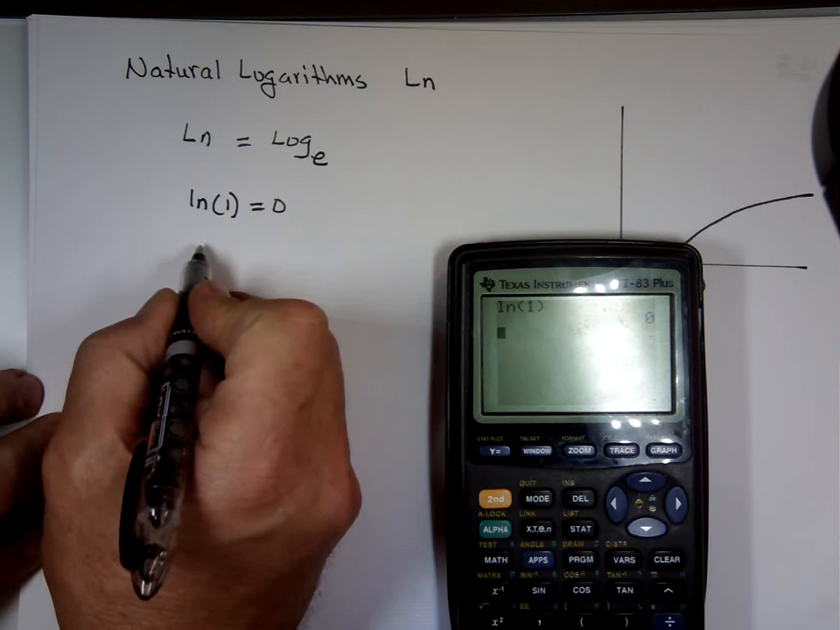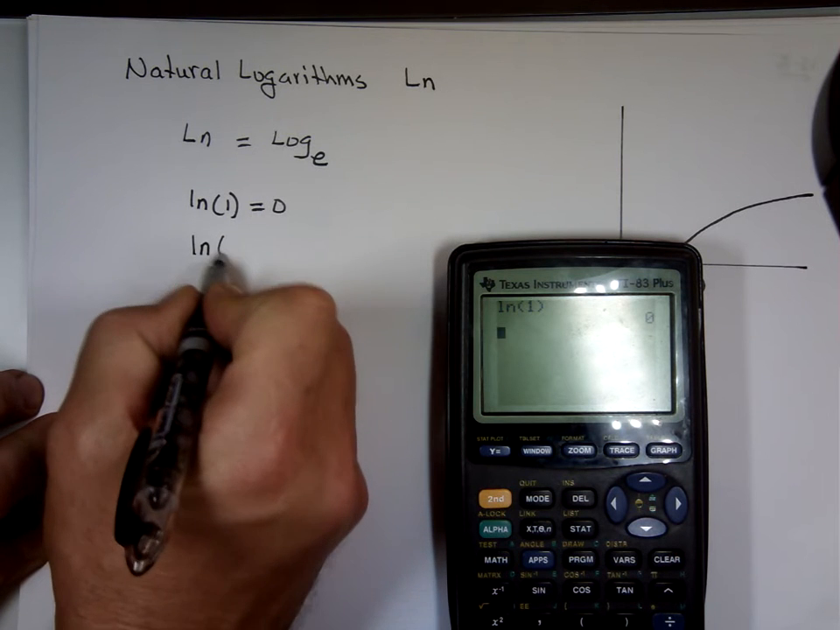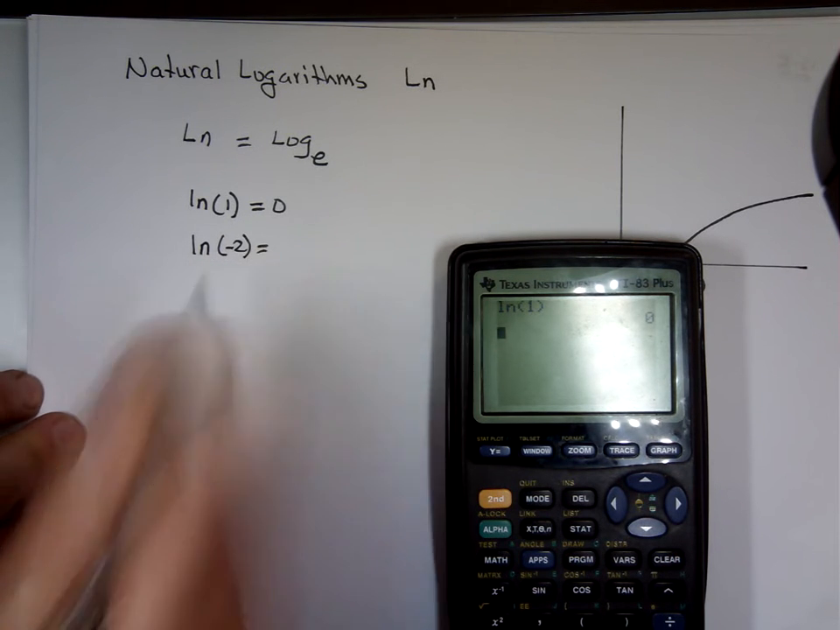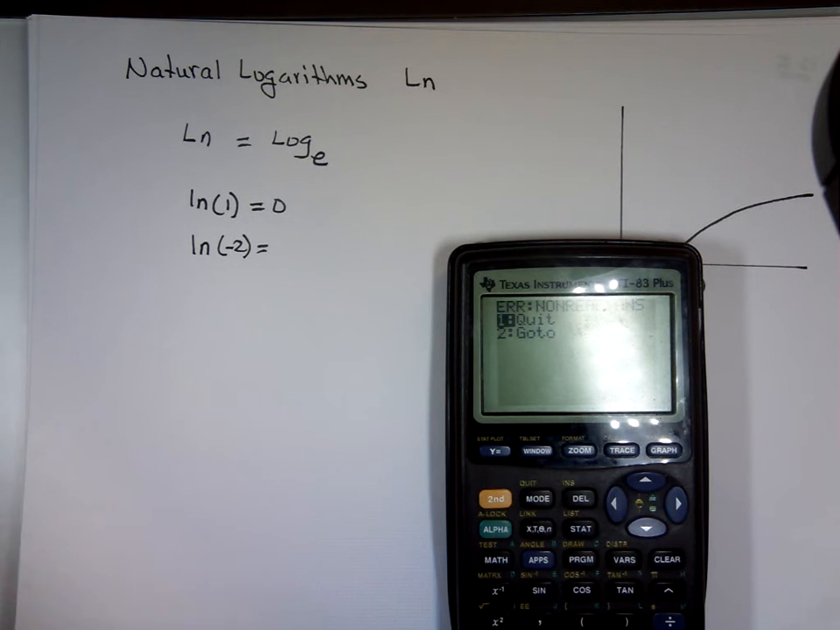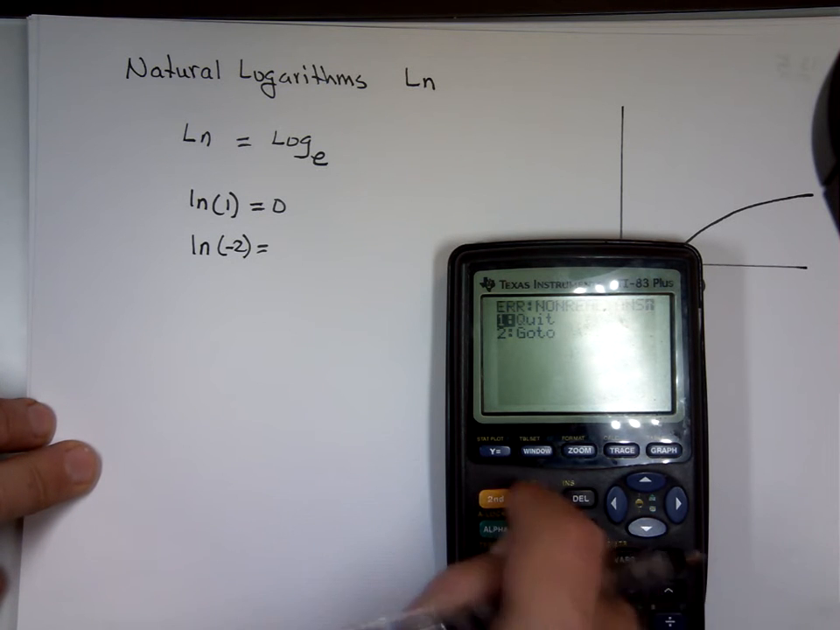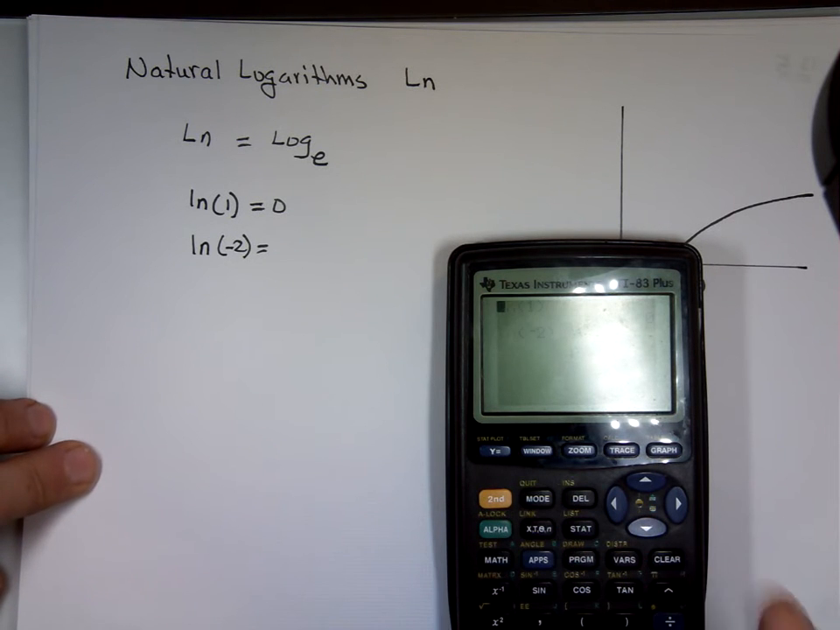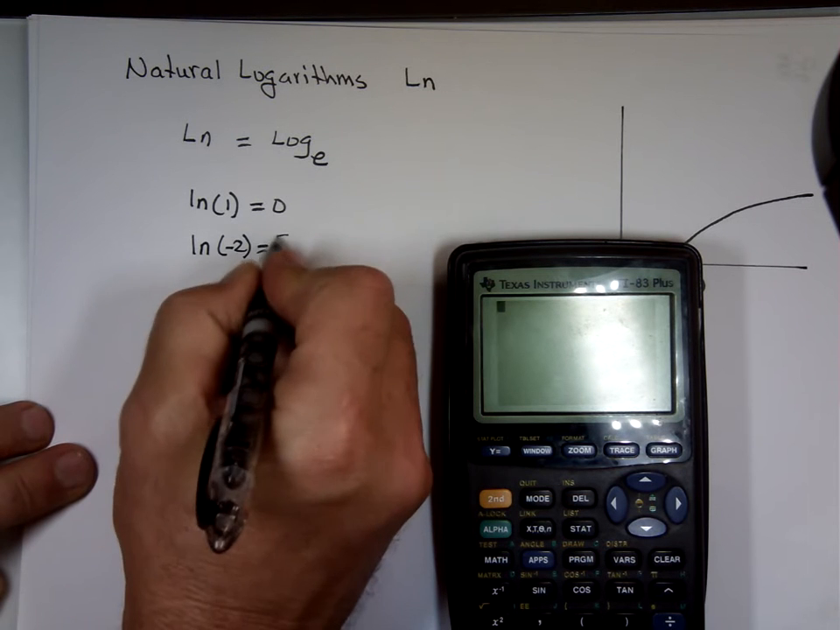If I pick a negative number, it will give me an error. Like minus 2. Domain error. Can't be done. Non-real.